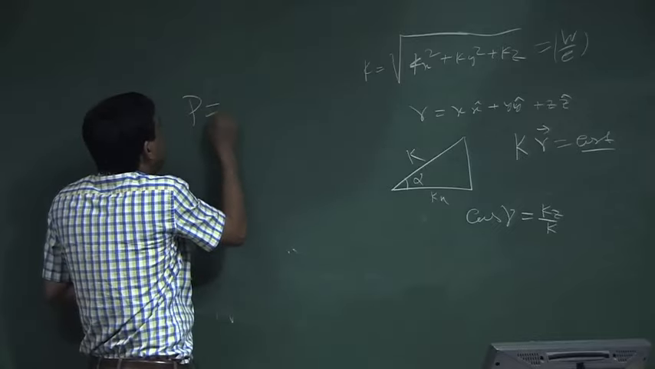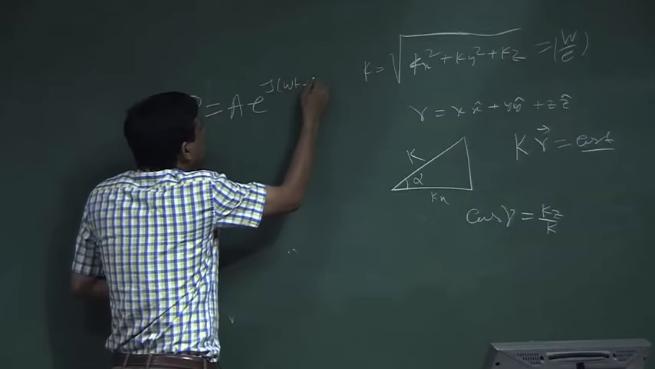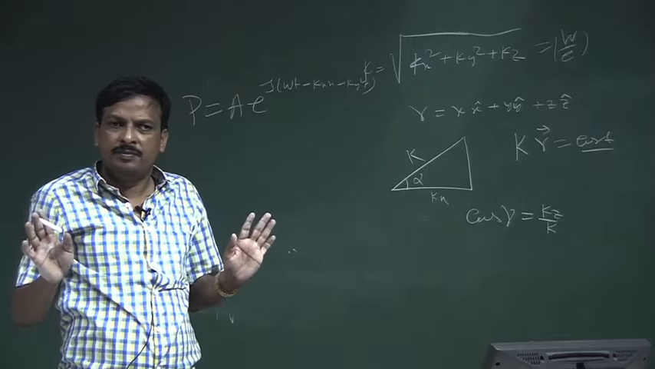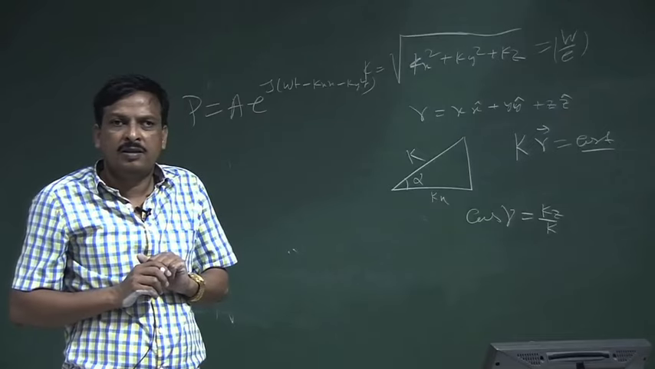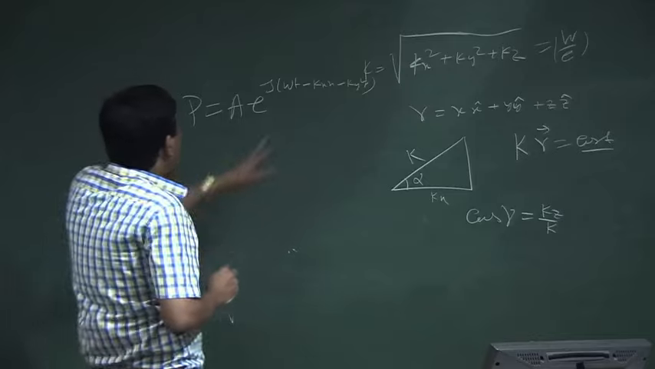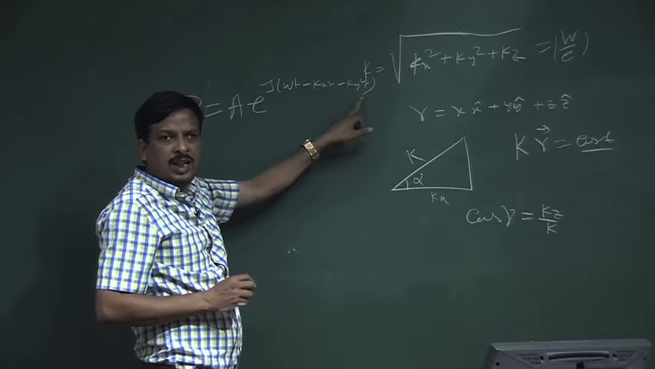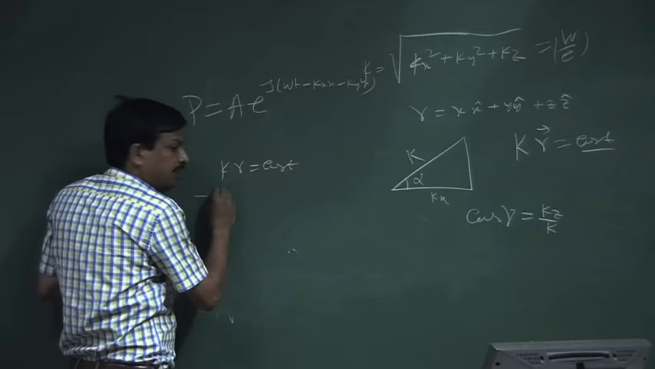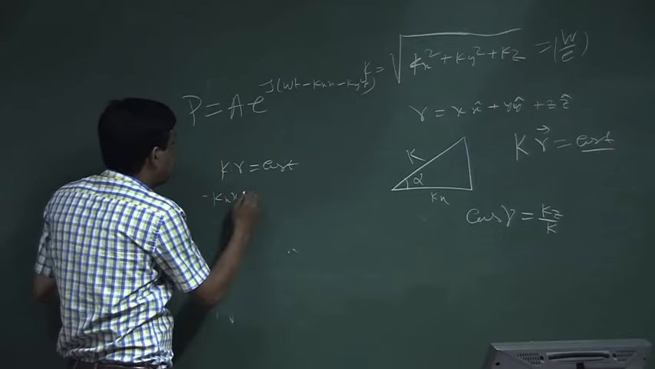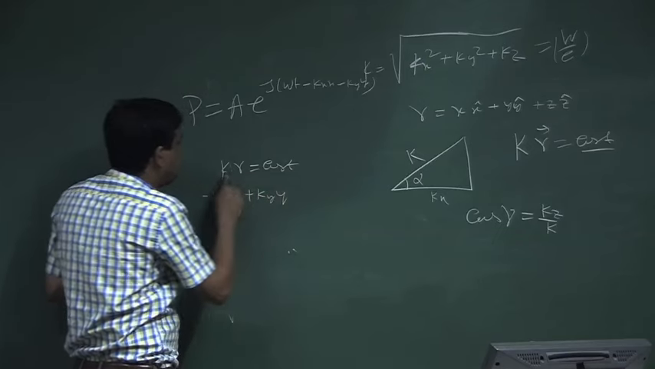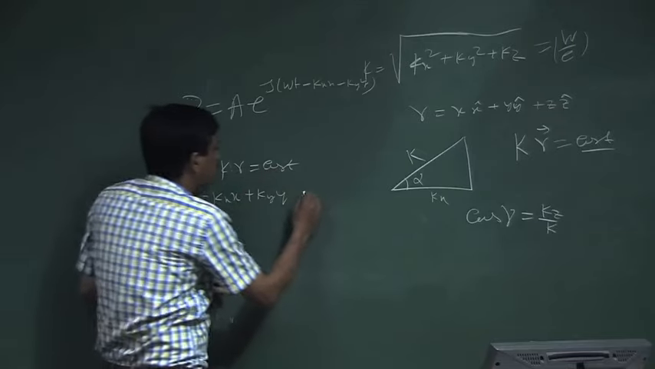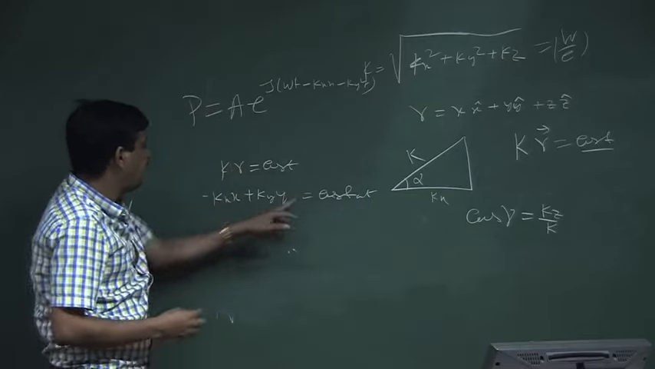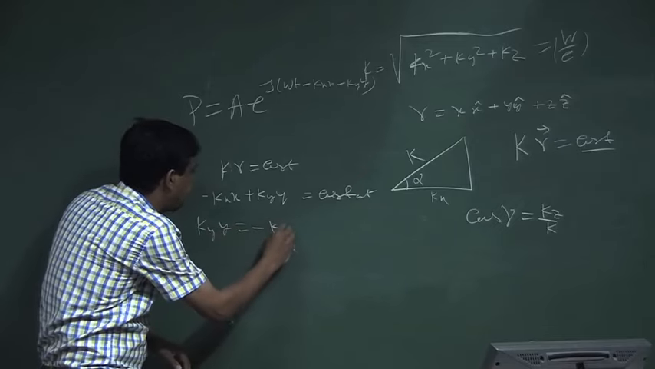So in that case, p is nothing but e to the power j(omega t minus k_x x minus k_y y). In the z direction, there is no propagation. Okay. So the constant surface is parallel to the z axis. Now in that case, this is k_x x plus k_y y. I said that k dot r should be a constant. So that means k_x x plus k_y y, which is k dot r, the propagation vector, is equal to constant. So k_y y is nothing but minus k_x x plus constant.